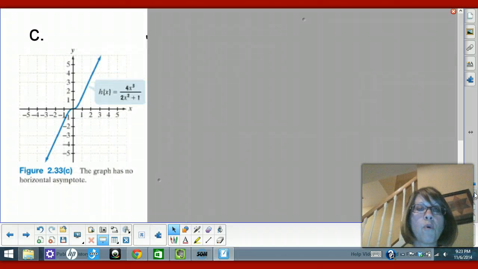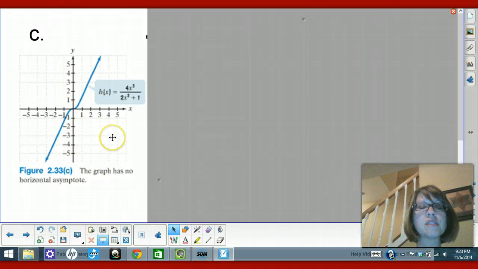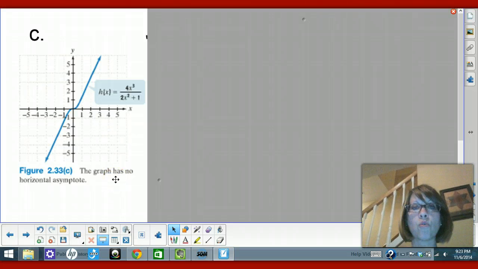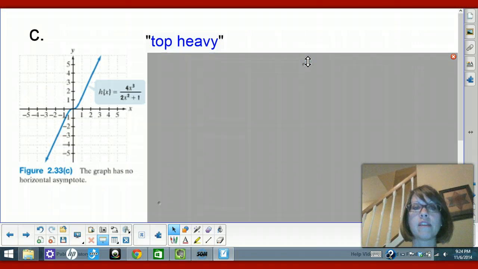Part C, 4x cubed over 2x squared plus 1. If you look at the graph, we don't see any leveling off, and you can see it says this graph has no horizontal asymptote. You'll hear me call this not bottom heavy, not balanced, but top heavy. Top heavy meaning that the cubic in the numerator is of greater weight than the squared in the denominator.